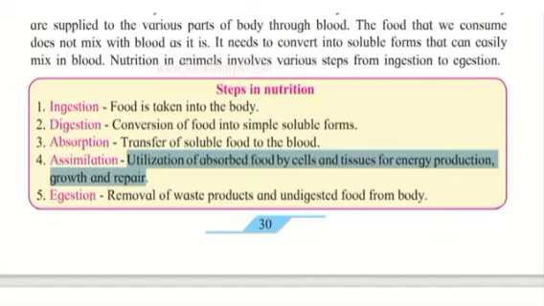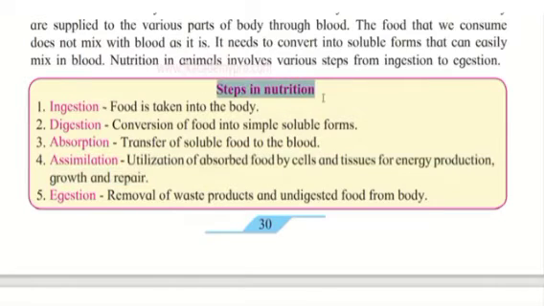And egestion. Egestion is removal of waste products and undigested food from the body. There are many things that are undigested or unwanted parts of the food that the body doesn't require. So that is thrown out in various forms. Sometimes it is thrown out in the form of sweat or urine or stools. So these are the four steps in nutrition.